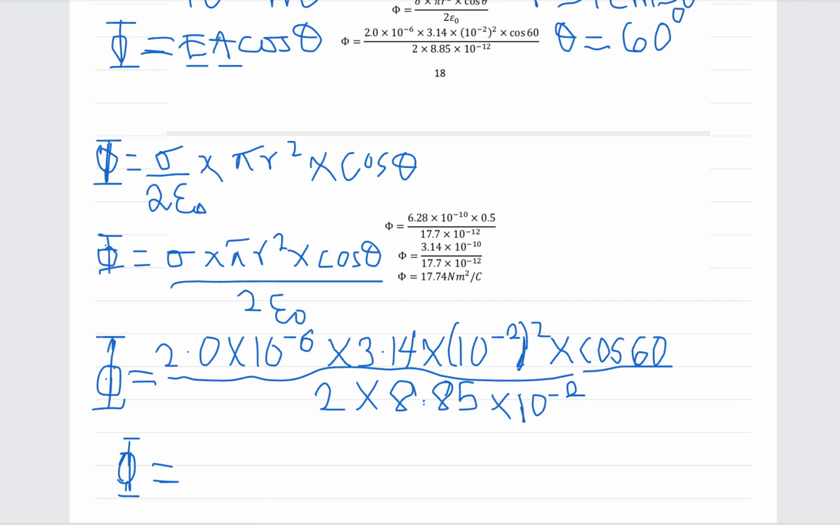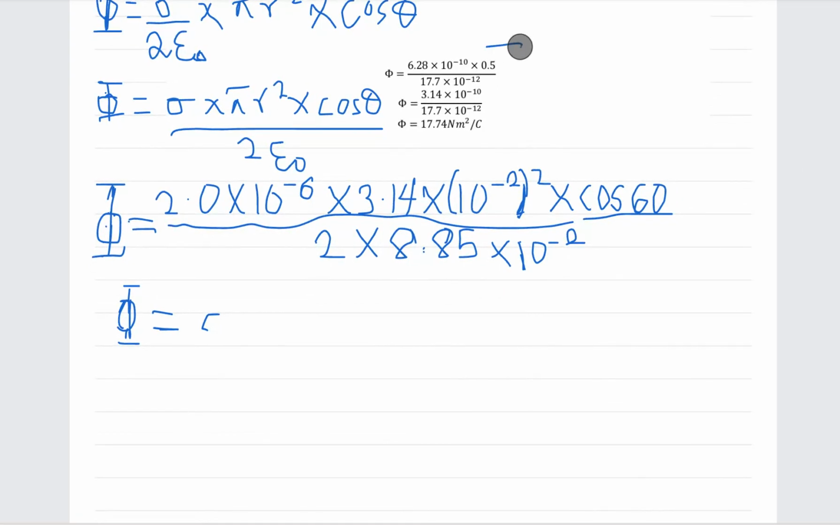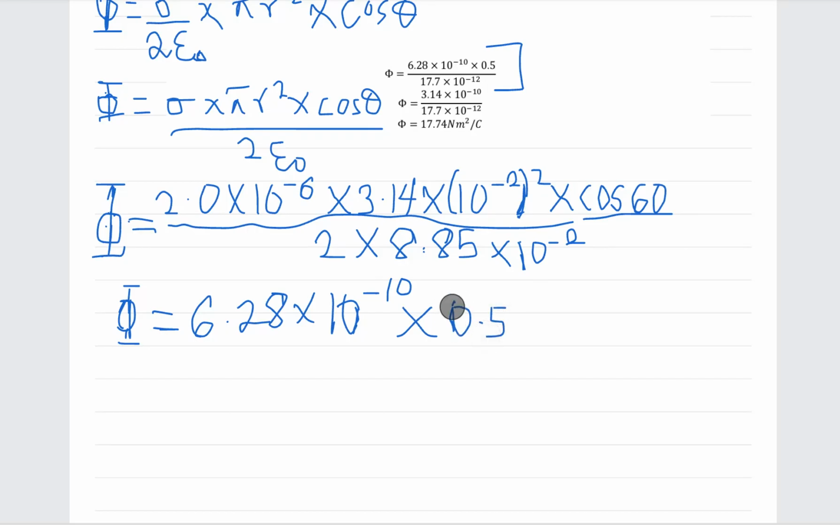That will give you 6.28. So that will give you this value that we have here. Let me clean this. So this will give you 6.28 times 10 raised to the power minus 10. If you multiply those together, that's what you will have. Multiplied by cos 60, which is 1 over 2, so that one is 0.5. By now you should know what cos 60 means.